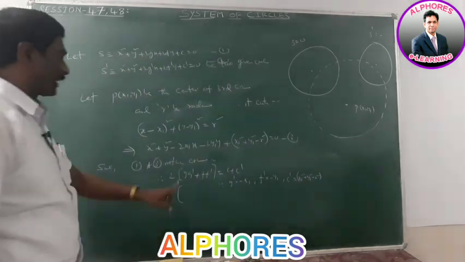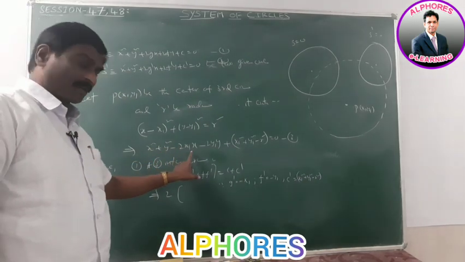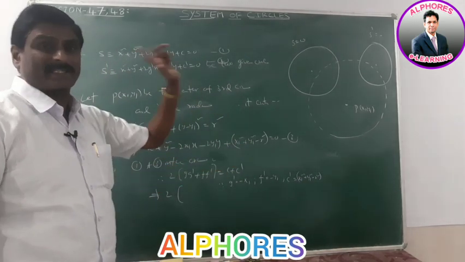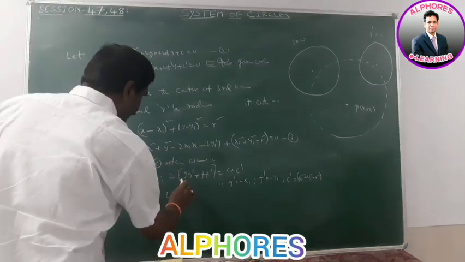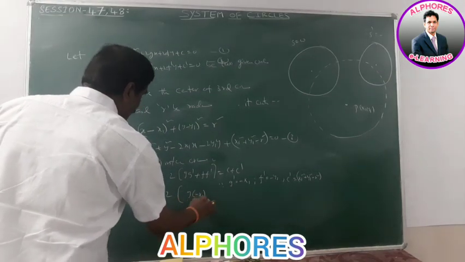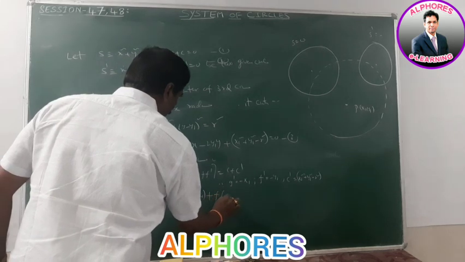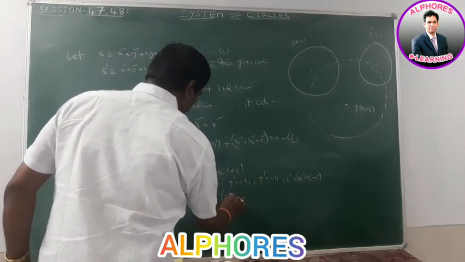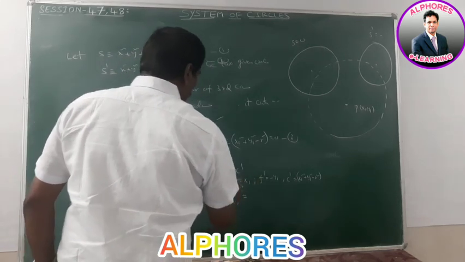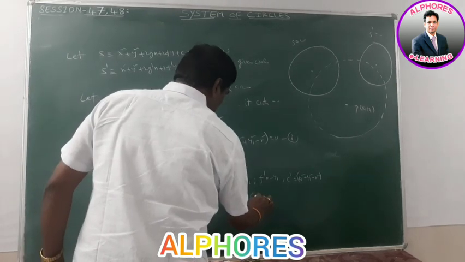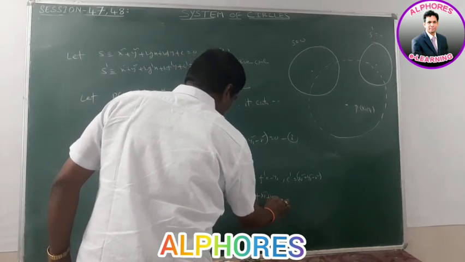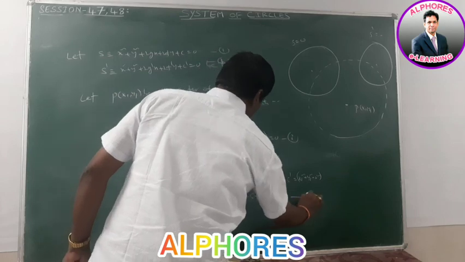Okay, please observe these points. Compare this with x² + y² + 2g'x + 2f'y + c'. That implies 2(g(−x1) + f(−y1)) = c + c', which means c + x1² + y1² − r². It is equation number 4.